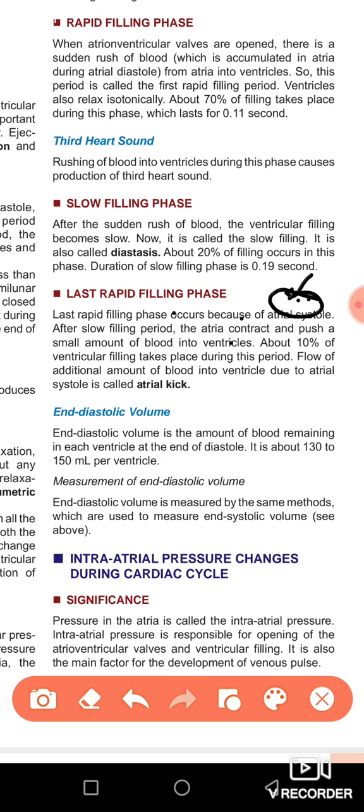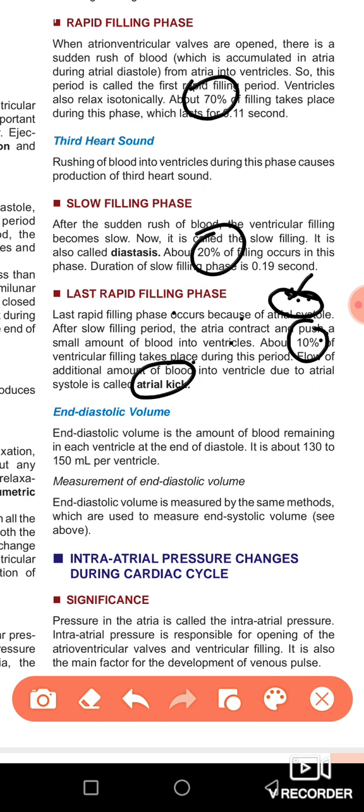Now the atria contract and push the small amount of blood which remains in the atrium into your ventricles. Its percentage is just 10%: 70% in this, 20% in this, and 10% in this. So ventricular filling takes place during this period. The flow of an additional amount of blood into the ventricles is due to the atrial contraction. This is called the atrial kick. Now at the last, the atrium is going to kick the blood, and this blood is 10% only.